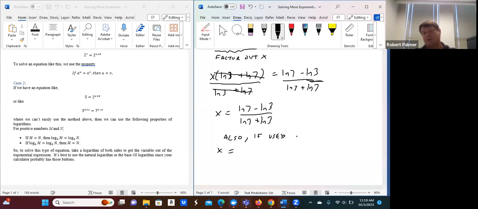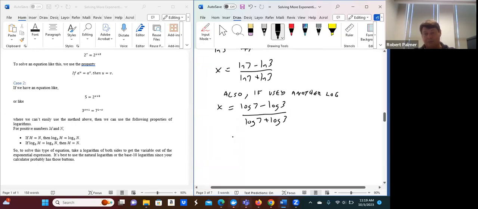if you used another log, then you just essentially replace. This would be good practice to do on your own. Just use log, L-O-G, and you'll see you get a similar expression. Essentially, instead of ln, we'll have log everywhere. So you'd have log of 7 minus log of 3 over log of 7 plus log of 3, okay?